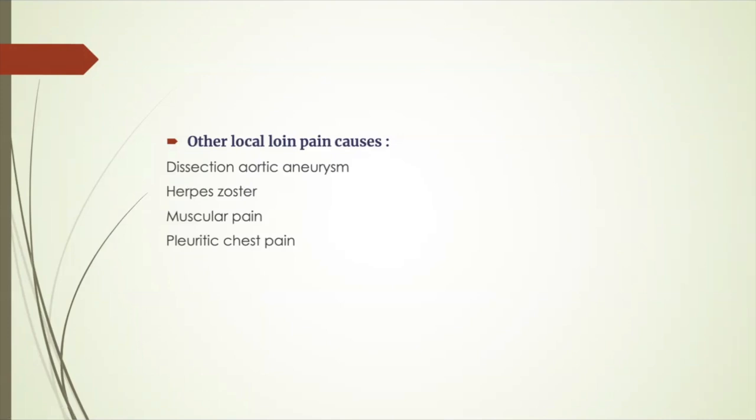Then the next differential diagnosis is herpes zoster. Usually in herpes zoster, the patient comes with burning pain in the loin area, and the pain corresponds to a dermatome. Usually the pain precedes the rash, but if the rash appears, the diagnosis of herpes zoster is very easy. Also, a cause is muscular pain. The pain is an aching pain and discomfort, usually exaggerated by lifting or moving.